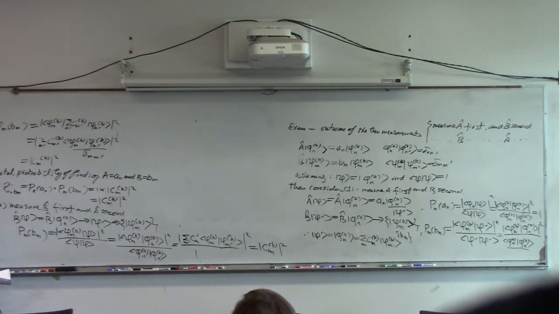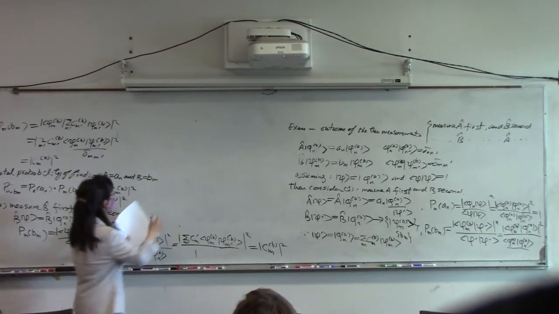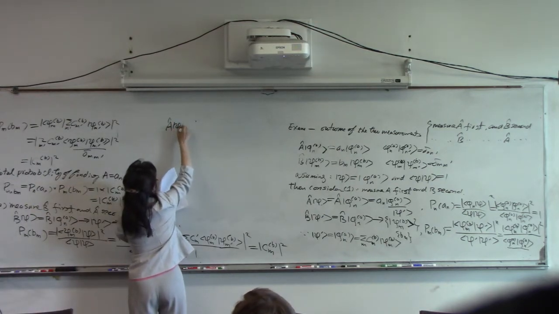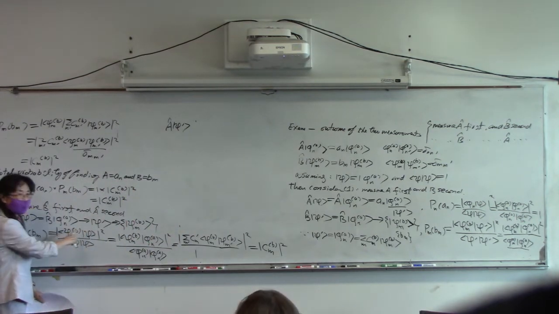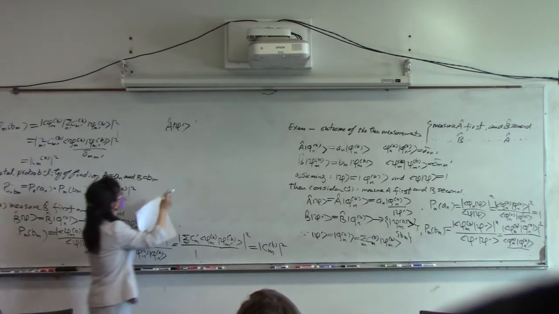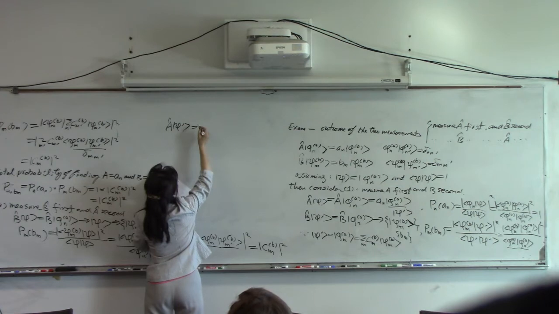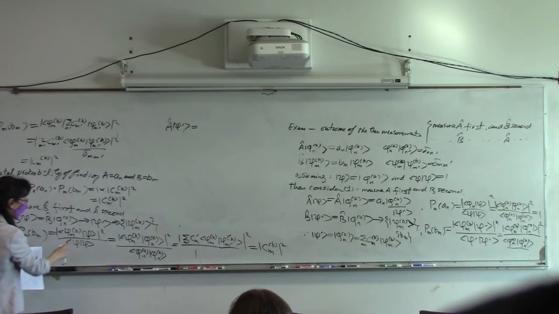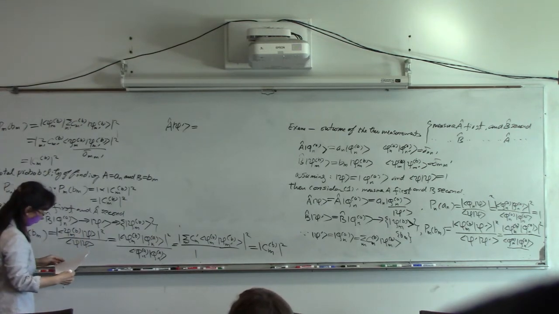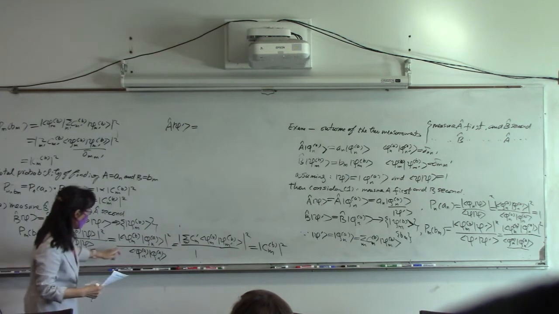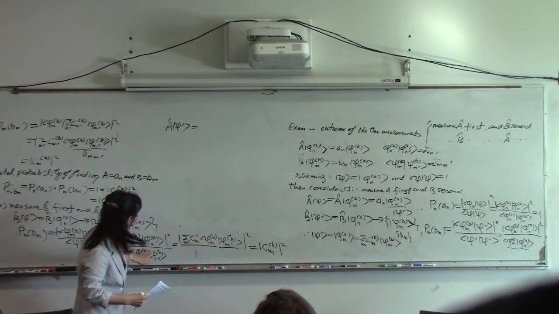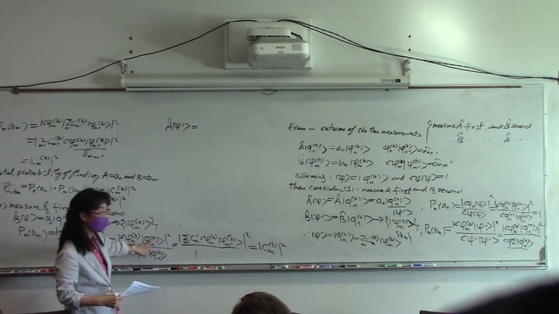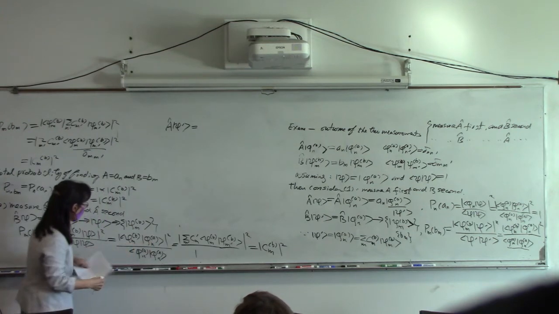Now we go to the next. We are going to measure A, right? First B and second A. So A is applied to psi. After the B measurement, the state changes to a new state, right? And the new state is one of the eigenstates of B. Let me give the notation: this is phi, this is psi. This is operator A's eigenstate, and this is the eigenstate of operator B.